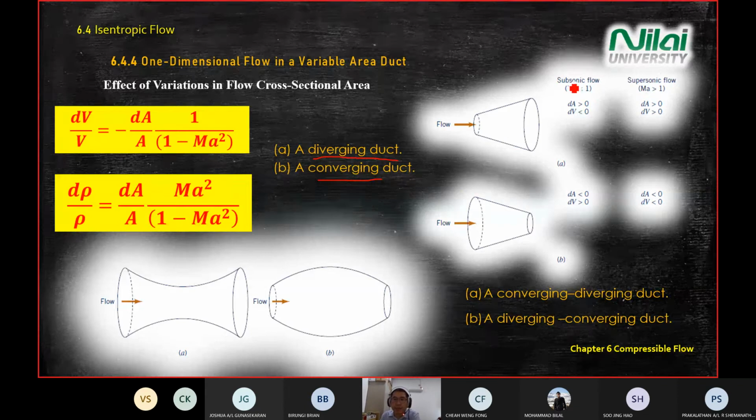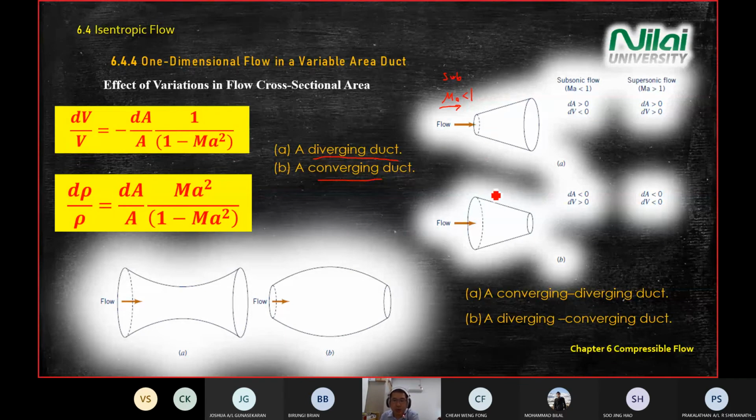What happens? If you have a diverging configuration in your system, and your flow is subsonic, meaning it starts from a very low Mach number, subsonic flow, you see your dA will be positive. In the equation on the left, your dA will be positive and your dV will be negative. Supersonic also. So this one you can refer back to anytime. What is important is the words diverging and converging.